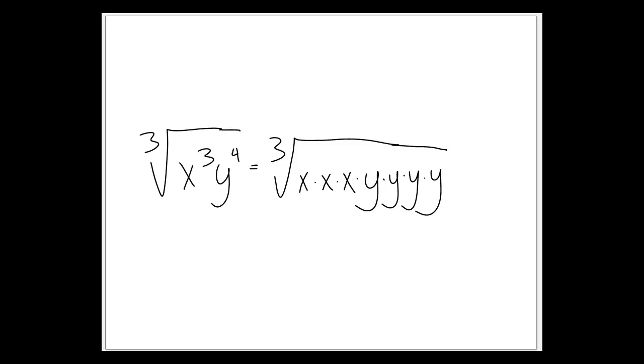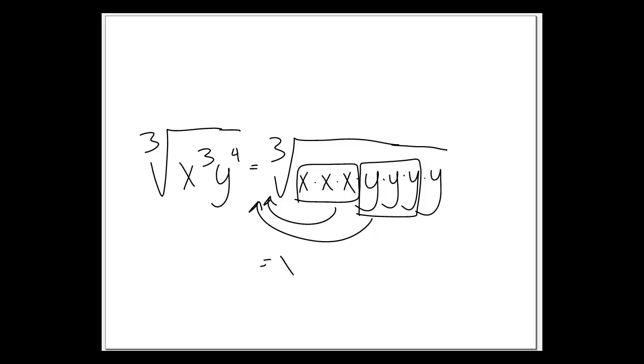Now, since I've got 3 up here in my index, I'm looking for 3 of the same thing underneath the radical sign. I have 3 x's and I have 3 y's. So I'm going to pull these out, and we will get x times y times the cube root of y. Because there's a y here that does not have 2 more, it has to stay underneath the radical sign.